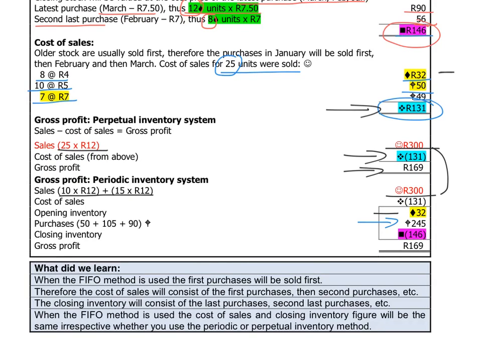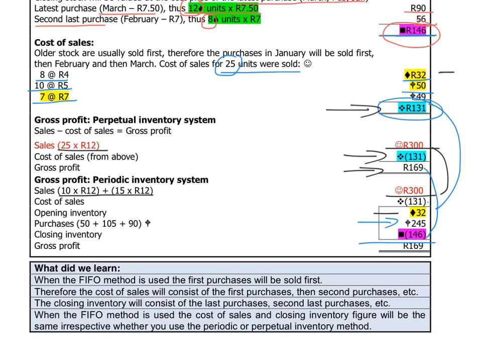Then we've calculated the closing inventory as 146 rand. So opening inventory 32 plus purchases 245 minus closing inventory 146 will give me 131 rand. So you see that whether you use the perpetual or the periodic system, in both systems your cost of sales will be 131. And in both systems, your sales will be 300. And in both systems, your gross profit will be 169.